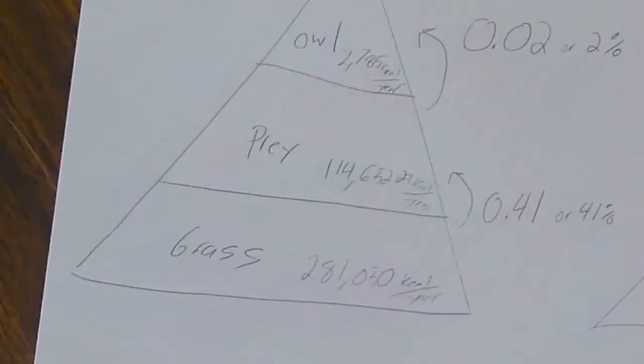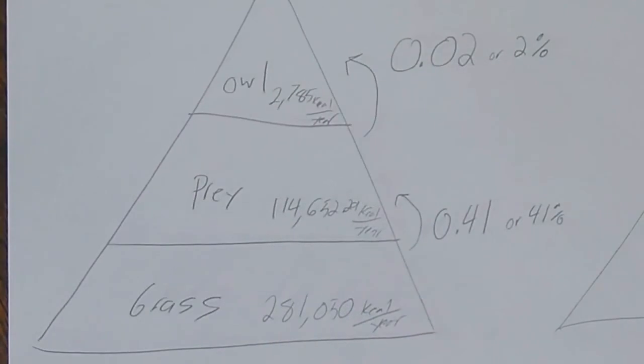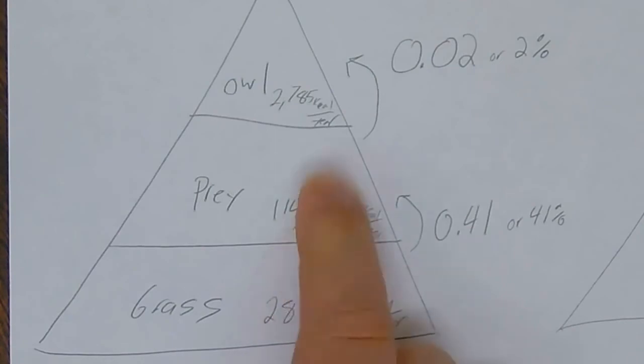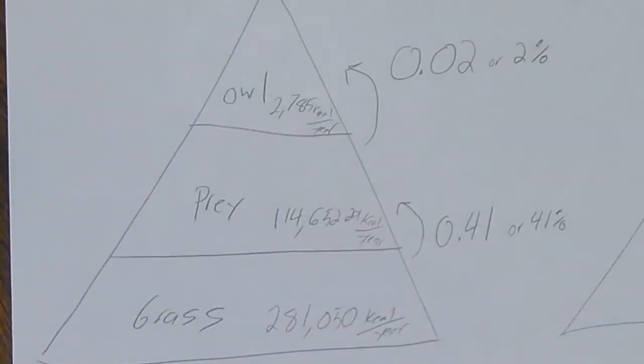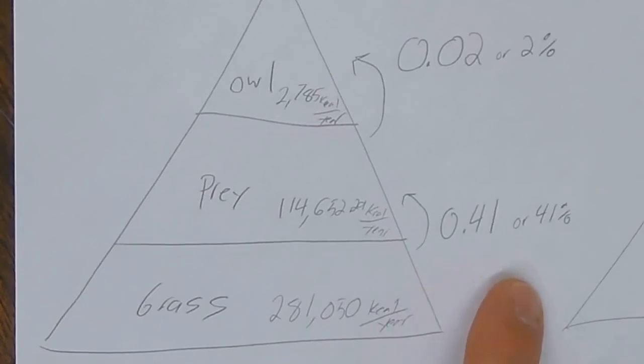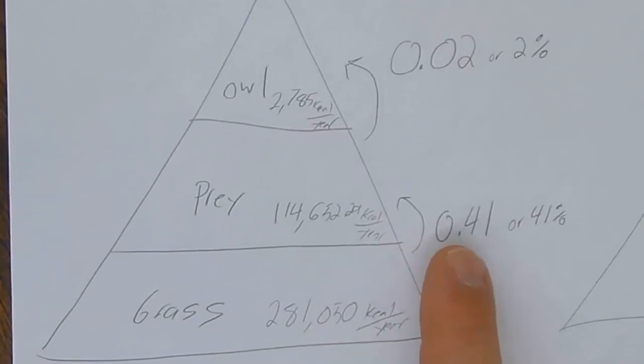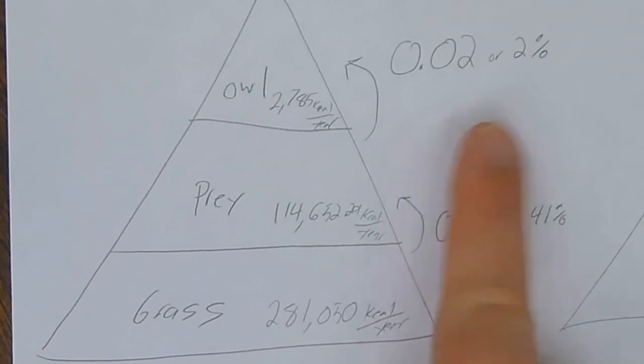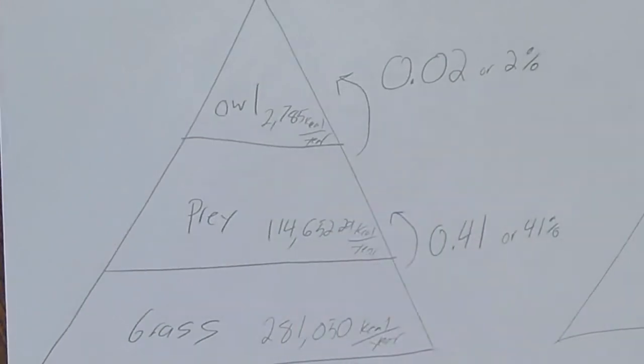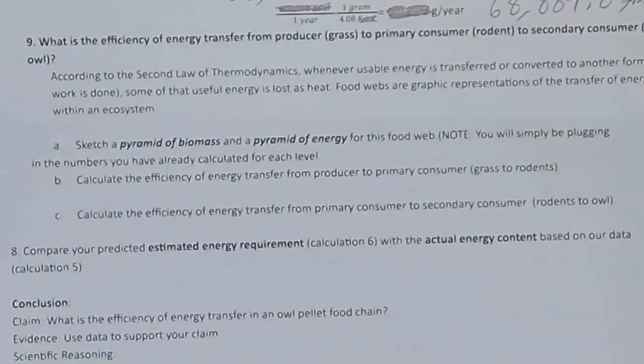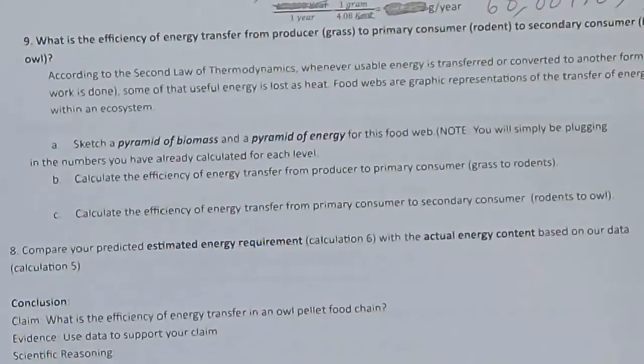Okay, and as we look over here, we have our energy transfer from our grass to our prey to our owl. Okay, so as we look here on number B, right, there's our grass to rodents, about 41% of the energy is transferred up. And C, from rodents to owls, you get about 2% of the energy transferred up. Okay, so we've got our pyramids made.